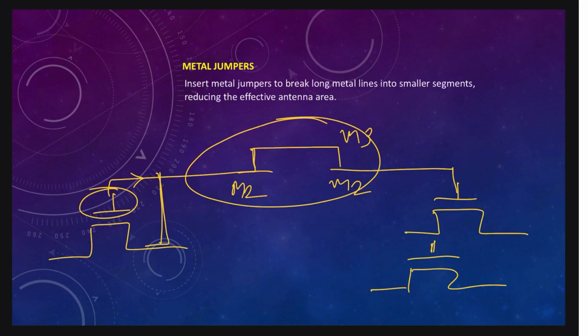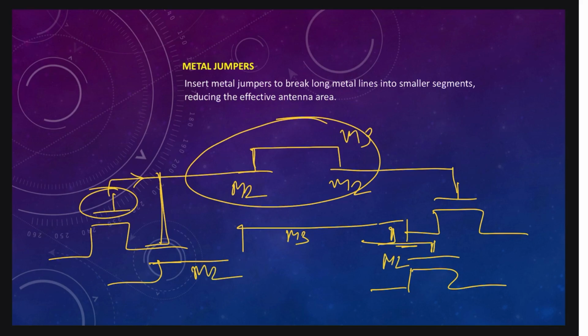So the better practice is we should always cut M2, or wherever we are getting the antenna, near to the gate only. We should reduce this area as much as possible. We should not cut here. We should cut it from here, like this way. So this is M3, M2, M2. This is the best practice.